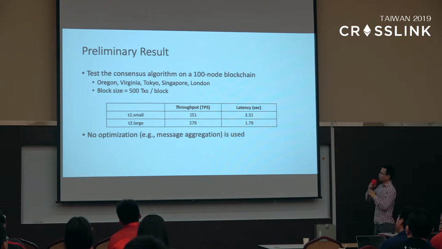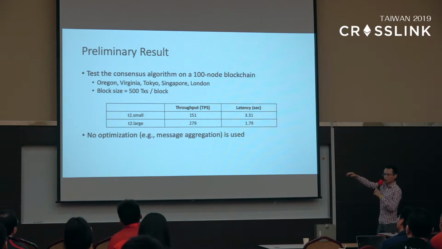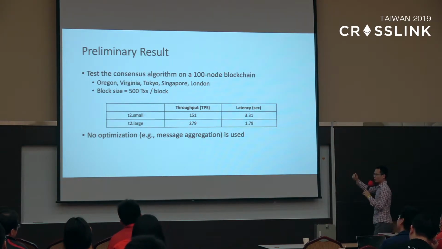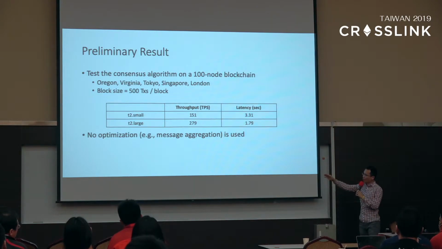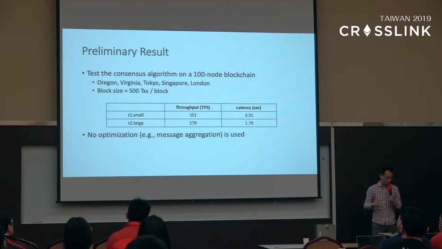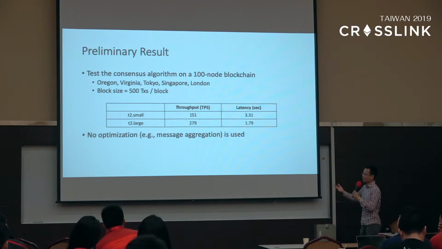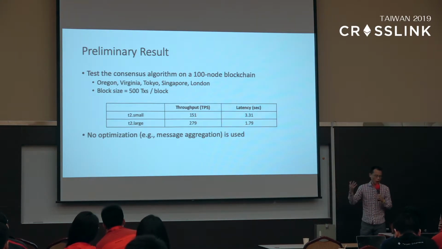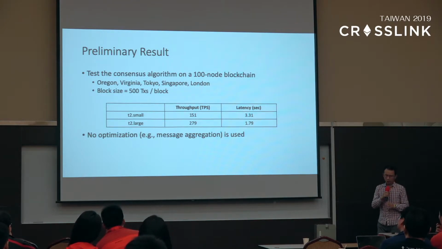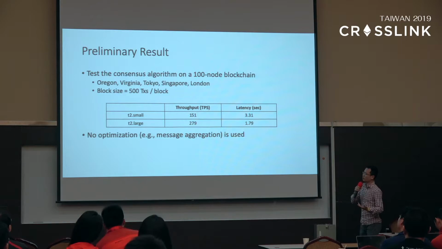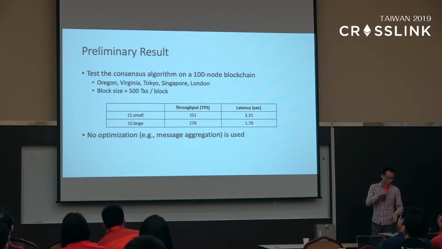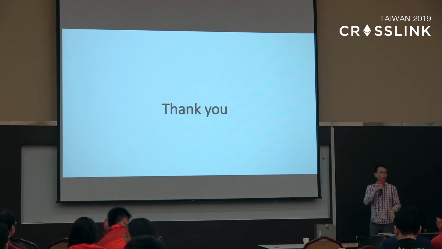Notice that just by upgrading the VM spec from T2 small to T2 large, we can almost double the throughput. Moreover, in this experiment, we haven't adopted any optimization skills like message aggregation, signature aggregation or threshold signature. So in the future, we're going to apply these optimization skills to further improve the performance of our solution. I think that's it. Thank you.